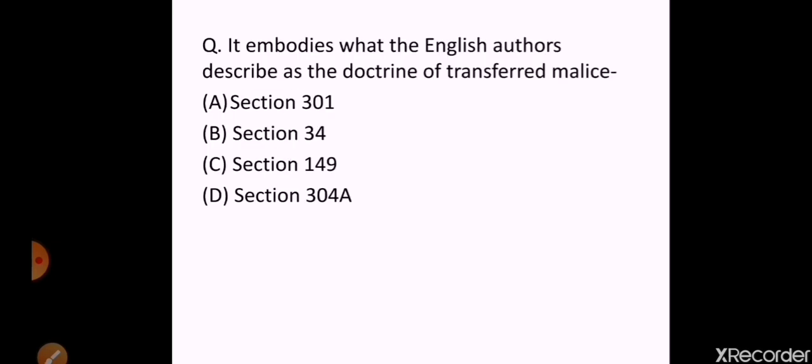It embodies what the English authors describe as the doctrine of transferred malice. So the doctrine of transferred malice is under which section? Option A is section 301, B is section 34, C is section 149, D is section 304A. The correct answer is option A, that is 301. So transfer of malice is under 301 of IPC.